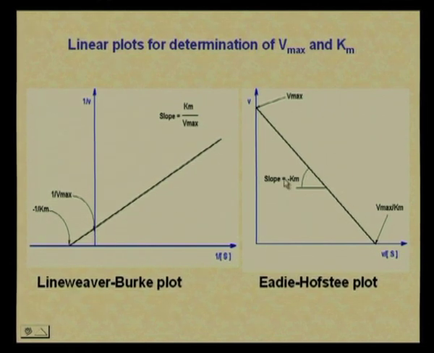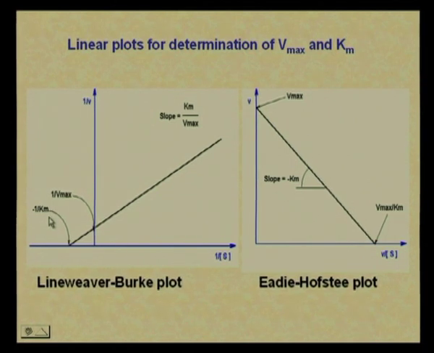The other one that is commonly used is an Eadie-Hofstee plot that plots V versus V by S. Okay. So, if we plot V versus V by S, again what you get here is the slope as minus Km and the intercept as Vmax. But the most important one, and the one probably that you need to know, is the Lineweaver-Burk plot that is used for the determination of what? The determination of Vmax and Km, which otherwise you could not determine.